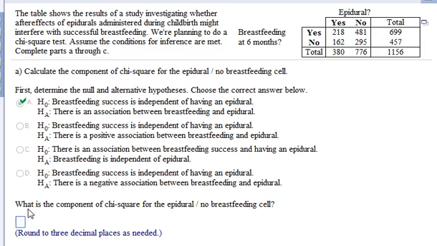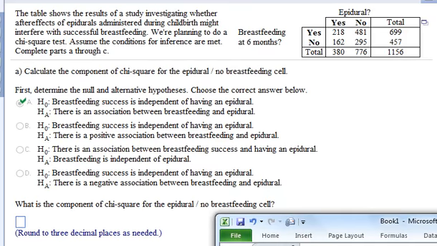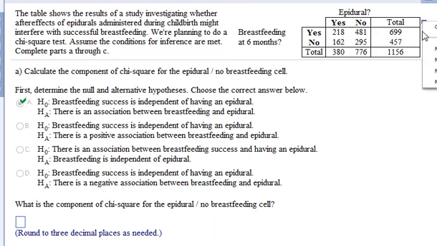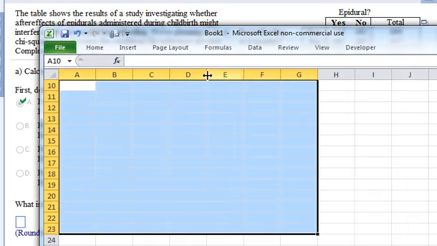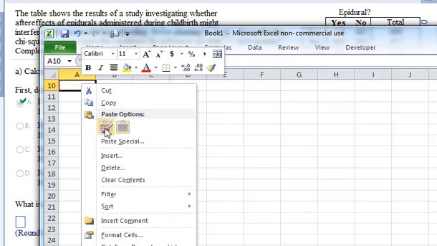Okay, now it says, what is the component of the chi-square for the epidural / no breastfeeding cell? So we have to do quite a bit of work to figure that out first, because the component of the chi-square will be observed minus expected, squared, divided by the expected for the epidural / no breastfeeding cell. So let me grab the data, and I'm going to copy it into Excel, and I'm going to have to do quite a bit of work.